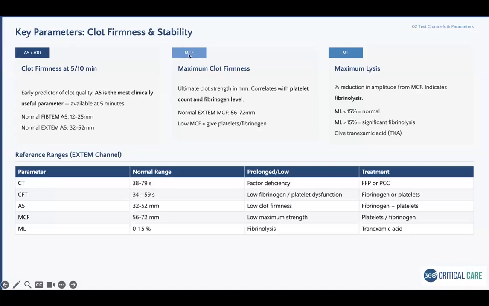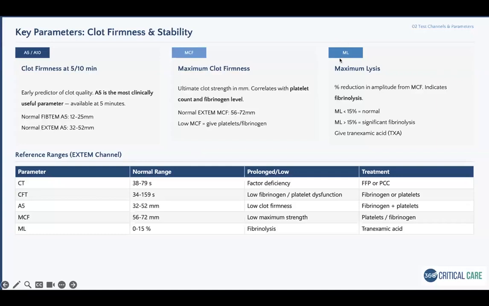The second thing you will look for is maximum clot firmness, where if the clot firmness is somewhere between 56 to 72 in the EXTEM, that means there is enough fibrinogen and platelet and the clot is strong. Okay, low clot firmness means either it is a defect of the fibrinogen or platelet that you see in the EXTEM. So whatever abnormality you see in the EXTEM is because of platelet or fibrinogen, right?